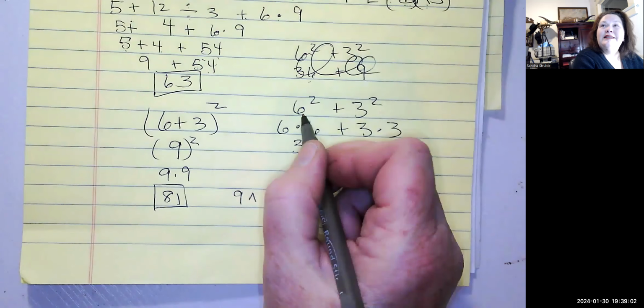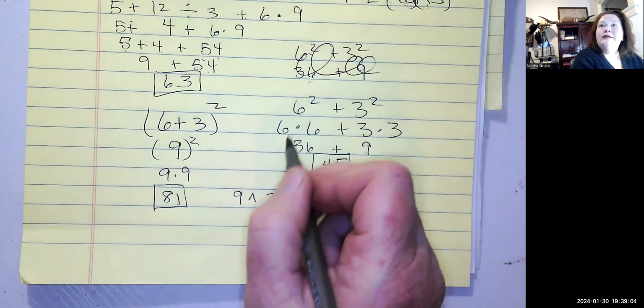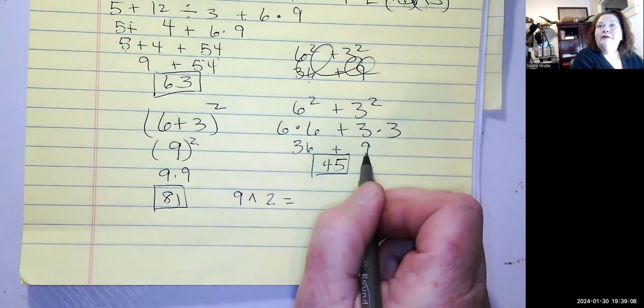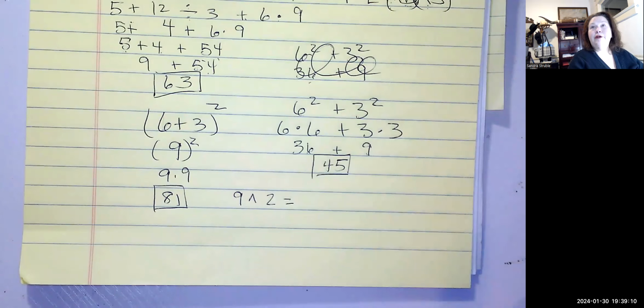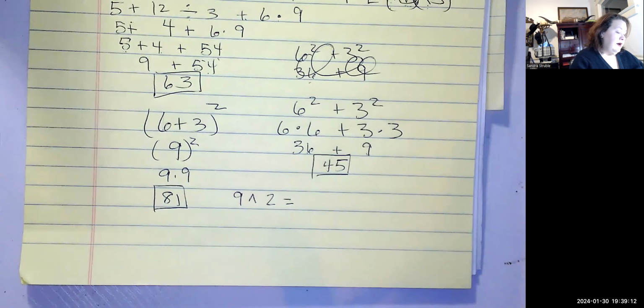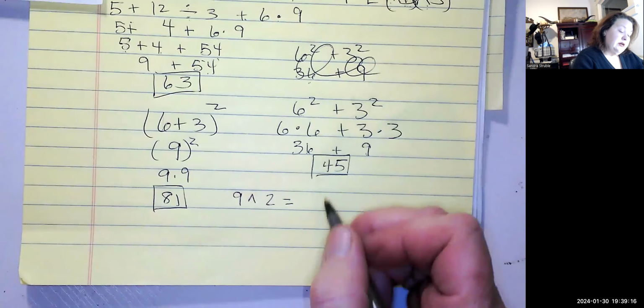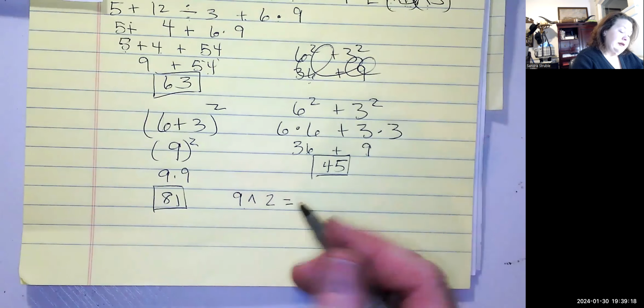Same thing up here. 6 caret 2 is 36. 3 caret 2 is 9. You're going to have your calculator with you. So either way, just to make sure you understand both though, moving forward. So 9, and that's going to give you 81.